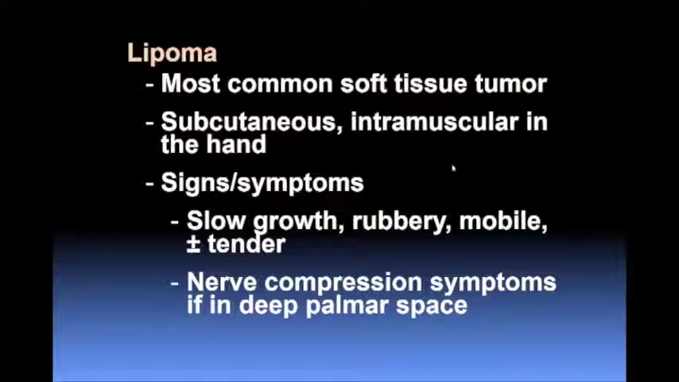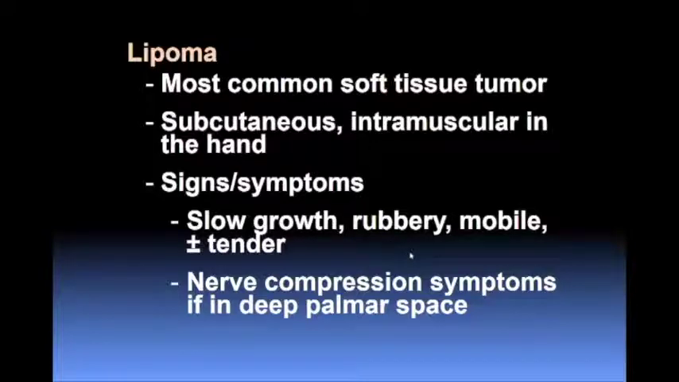In the hand and wrist, they tend to be subcutaneous, but they can also be intramuscular in the hand, deep down in the palm. These tend to grow slowly. The patients sometimes aren't even sure. They just discover them one day and they can't tell you how long they've been there. But they too, sometimes they're very soft, sometimes they have a little more rubbery feel. They're very mobile.